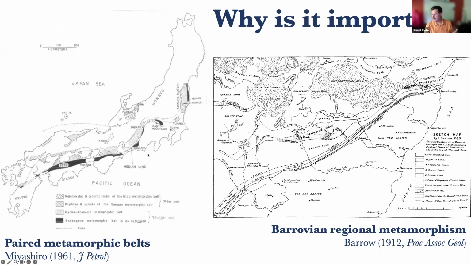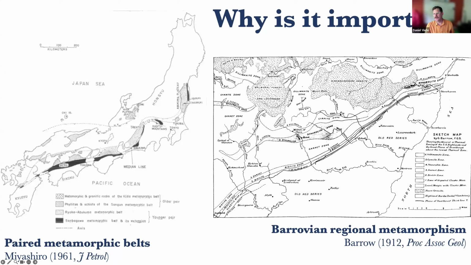On the left here, we have paired metamorphism, this classical concept proposed by Miyashiro in 1961, whereby we have a relatively cold metamorphic belt representing tectonic downwelling, and inboard a relatively warm metamorphic belt representing tectonic upwelling. So this is another key classical geological feature that's associated with accretionary orogens.